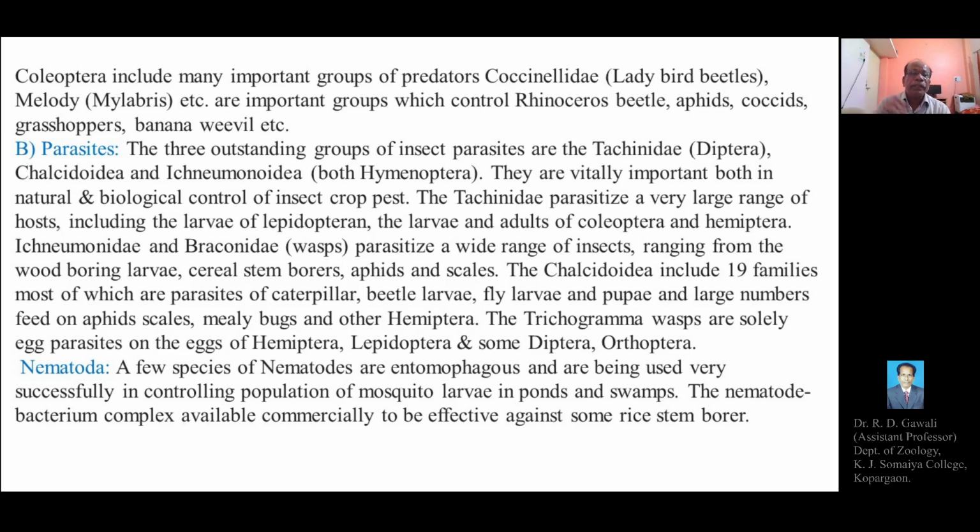The nematode-bacterium complex is available commercially and is effective against some rice stem borers. It can simply be purchased from a commercial producer and used effectively against some rice stem borers as an agent for biological control. So nematodes are used for the control of either mosquito larvae or some rice stem borers in paddy fields.